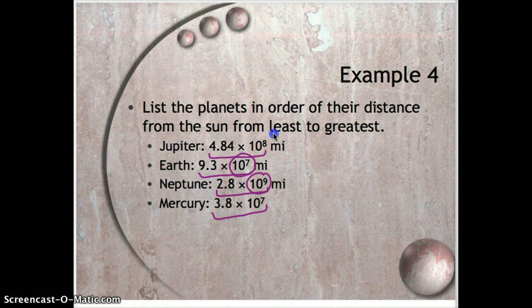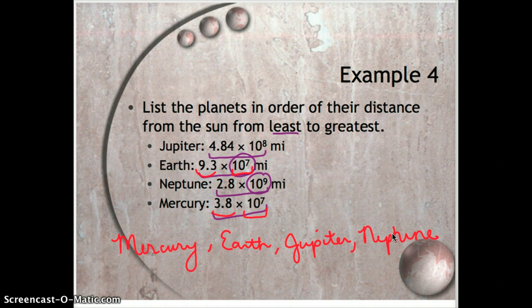So if we're saying least to the greatest, we need to look at the ones that have the smallest power first. So 10 to the 7th and 10 to the 7th. Of those two, Mercury is only being multiplied by 3.8 and Earth's being multiplied by 9.3. So it looks like Mercury is the closest to the sun. That has the smallest distance away. Earth would be second because it's also 10 to the 7th. Then looking at next, 10 to the 8th, Jupiter would be third. And last, Neptune has an exponent of 10 to the 9th. Neptune's the furthest away here.